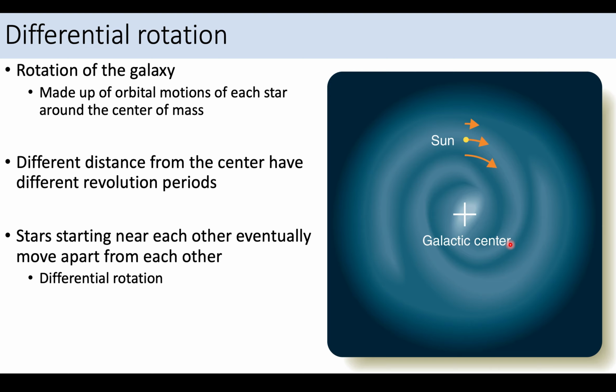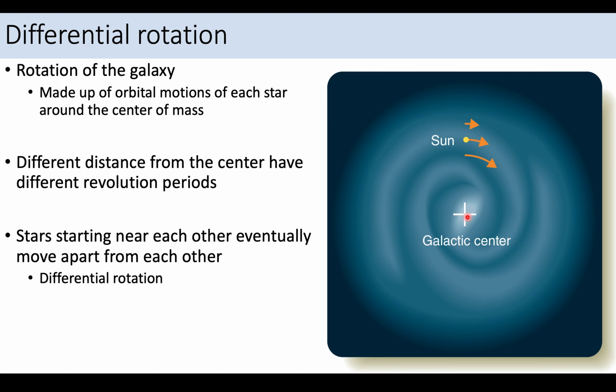So the rotation of our galaxy is really the rotation of everything in the galaxy. So everything is rotating both together and separately. So each star is rotating around the galactic center. Here's our sun, for example, but at different rates. So we call this differential rotation.